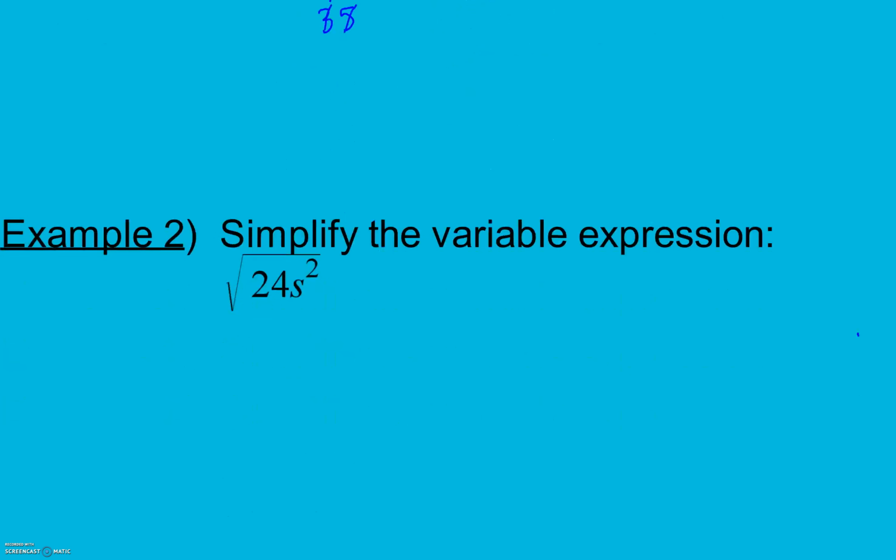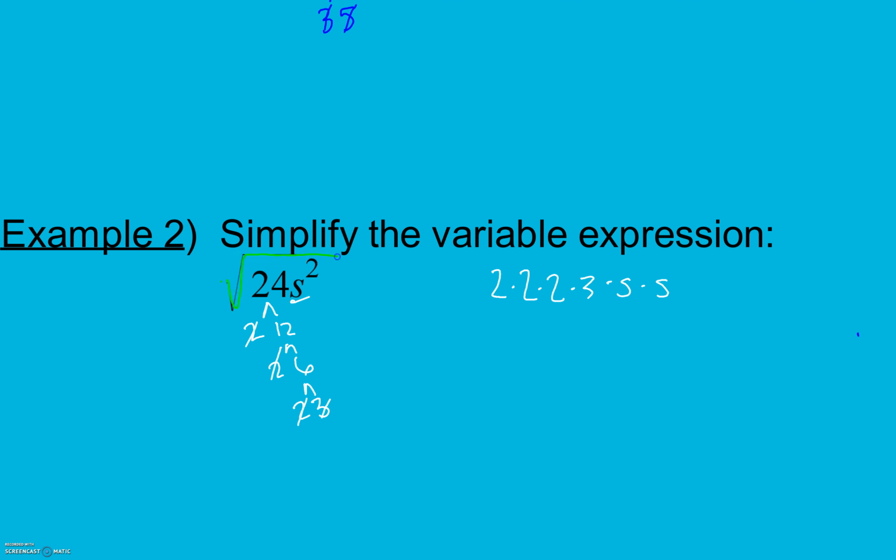Same idea here in example 2. My first step is going to be to create a factor tree to get my number in prime factor form. So 24 is 2 times 2 times 2 times 3. Don't forget about our s squared though. So times s times s.